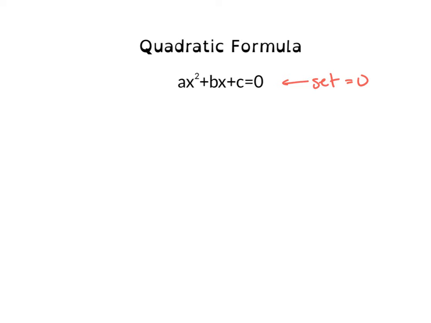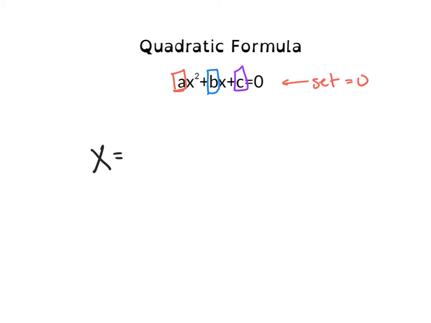But now, once we do that, we're going to identify the variables A, B, and C. I'm going to keep my A's red, my B's blue, and my C's I'm going to make those purple. So in every one of my problems, I'm going to identify A, B, and C. And I'm going to use this formula that says this.